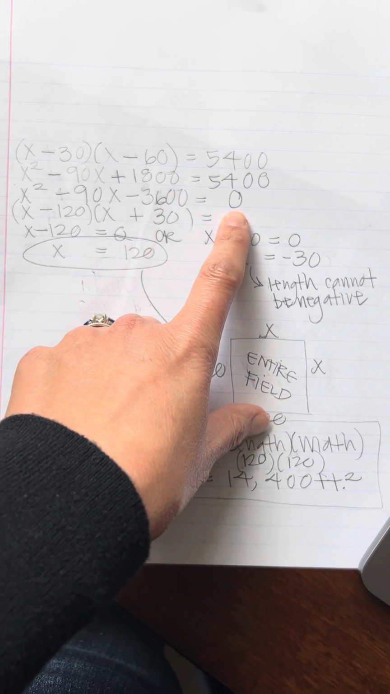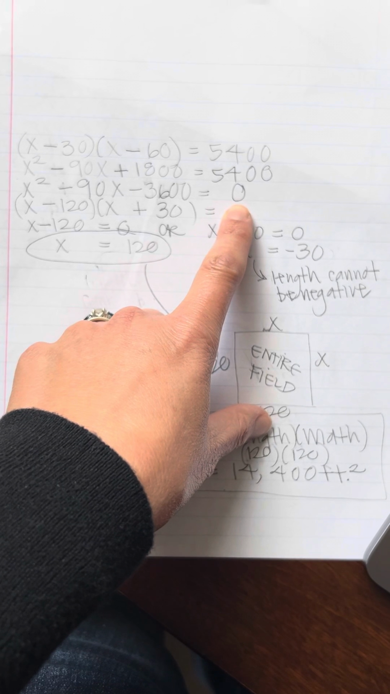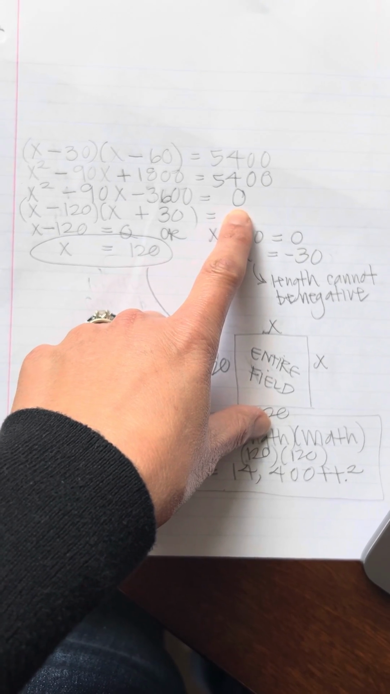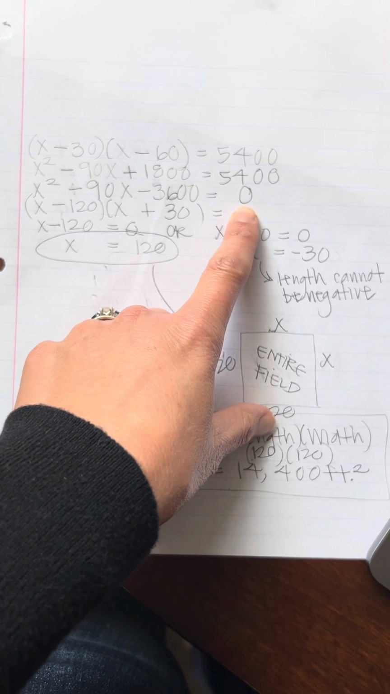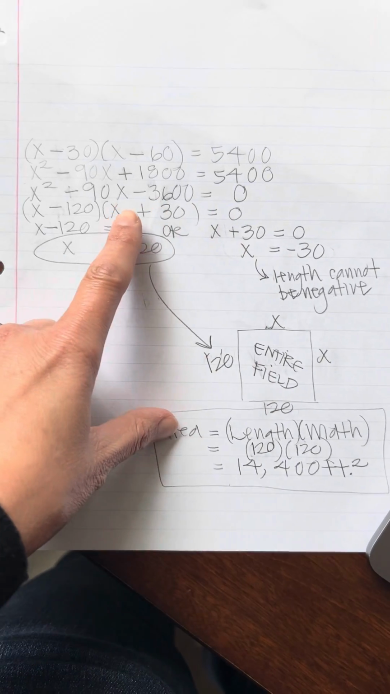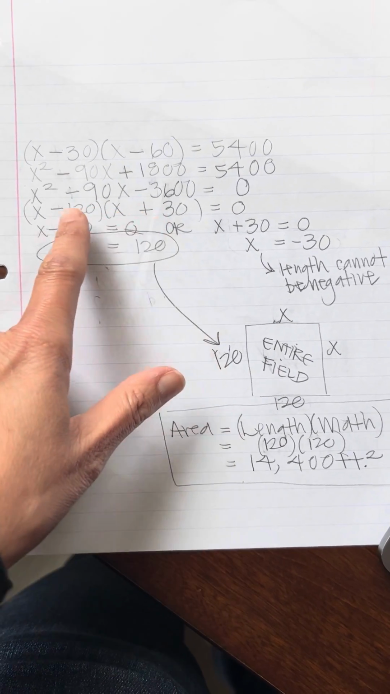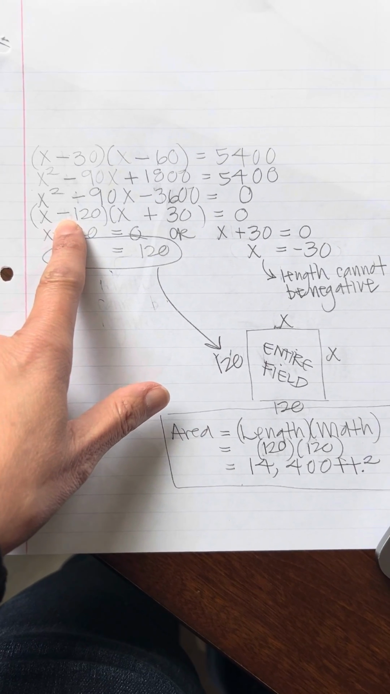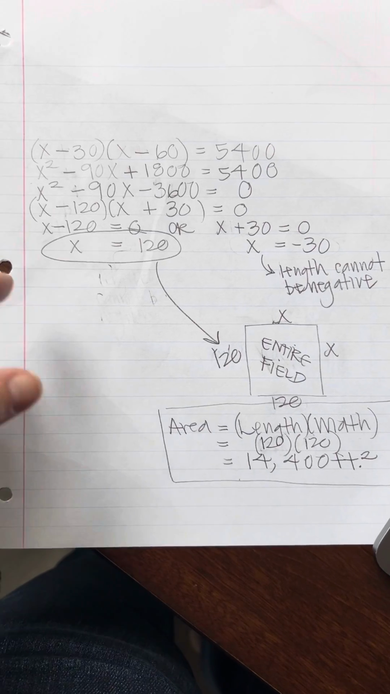And the reason is because in order to solve a quadratic equation, so any equation that has a degree of 2, we have to set it equal to 0 to be able to utilize what's known as the zero product property. What that property states is that if you're multiplying two numbers together, or in this case, two factors together, then by the zero product property, one of them must equal 0 to make it true.